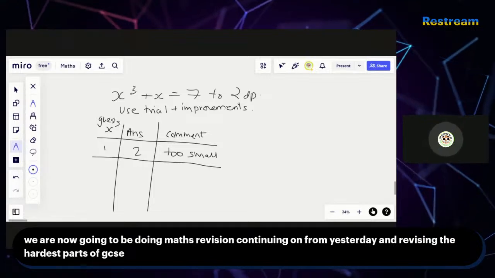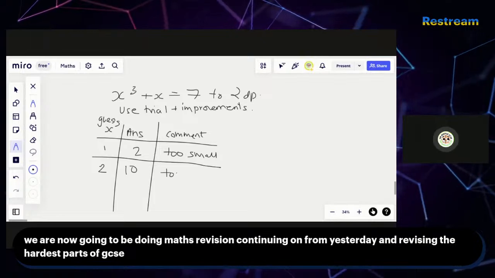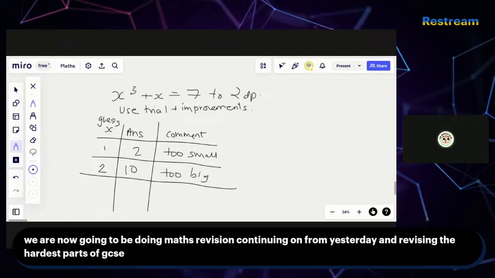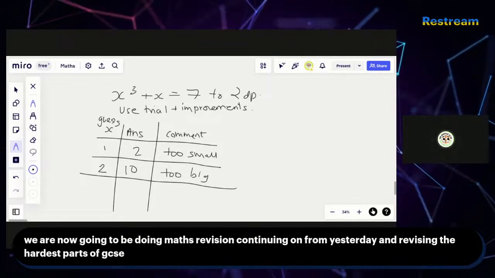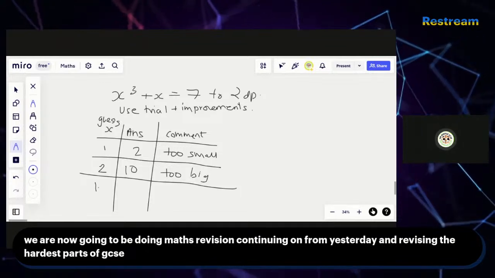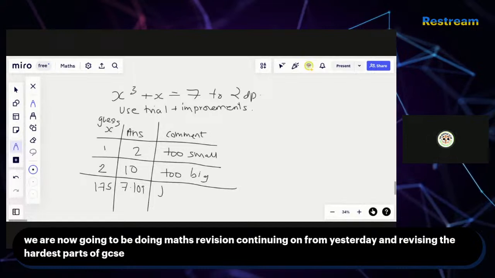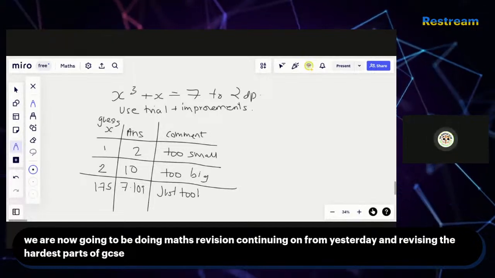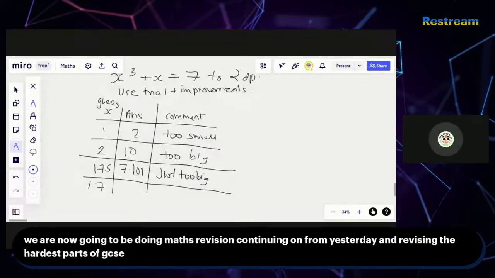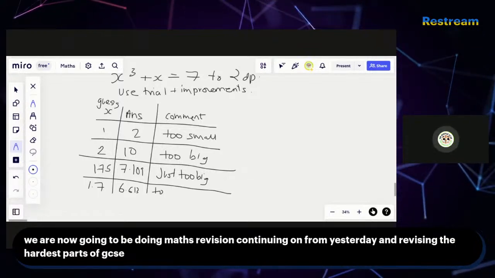So let's move on to a bigger number, 2. When we plug 2 in, however, we get 10. This is therefore too big. Now we know that the number must be between 1 and 2. So let's say 1.75. That gives 7.109. This is just too big. So let's do 1.7. 1.7 gives you 6.613, which is too small. So it must be closer to 1.75.